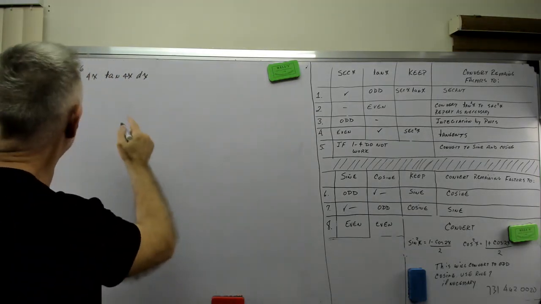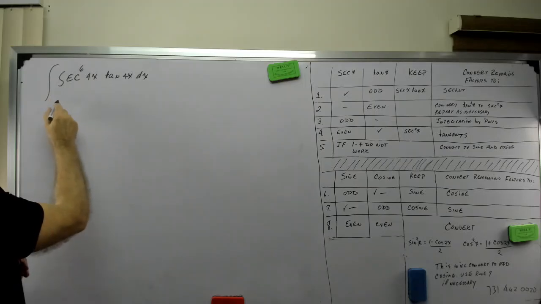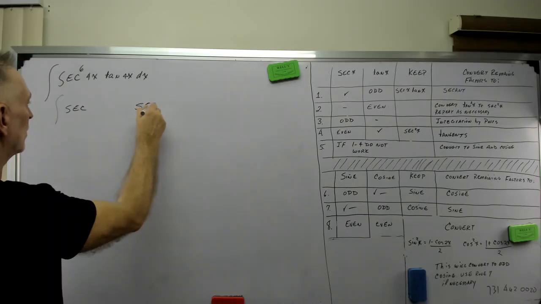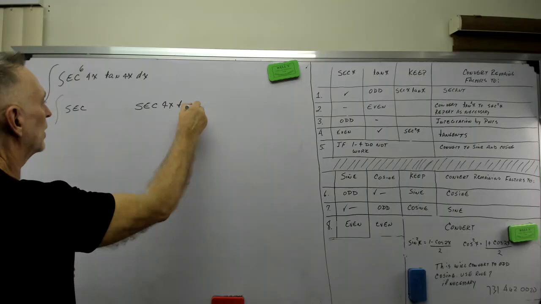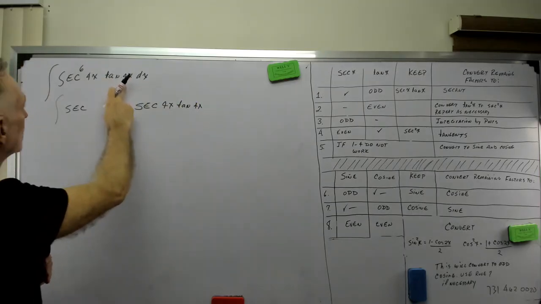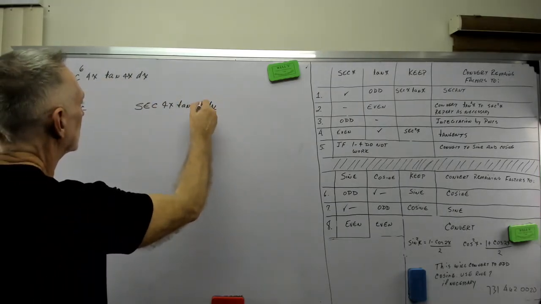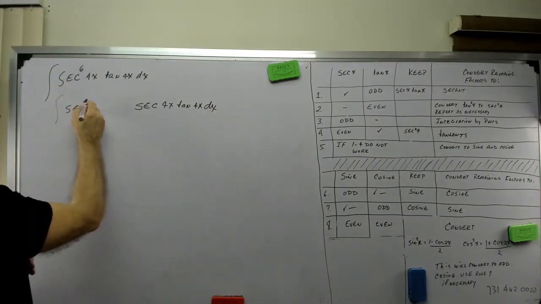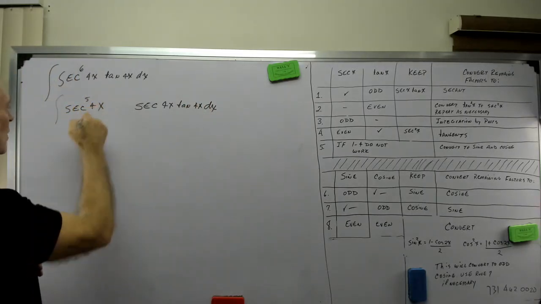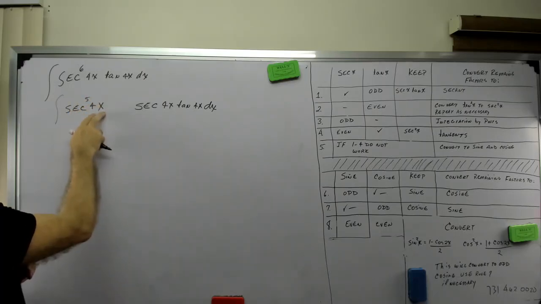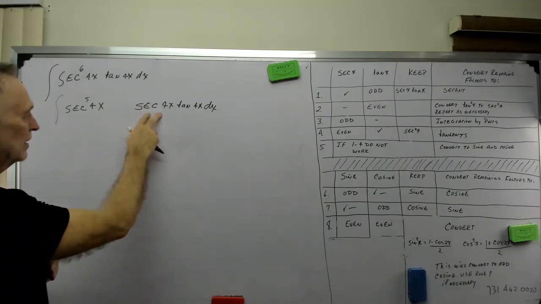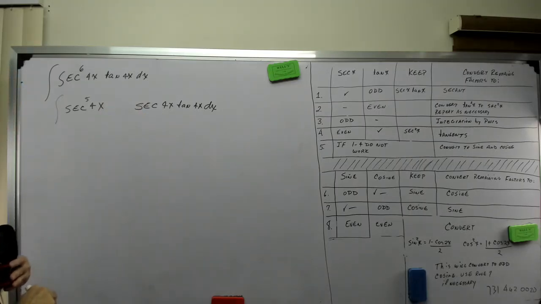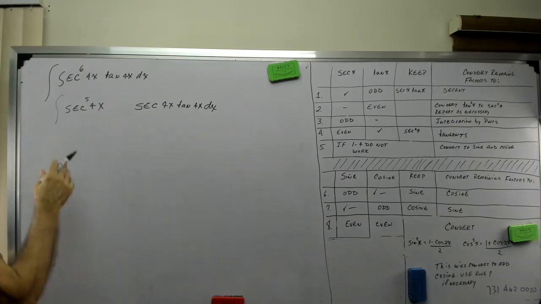So if we were to pull a secant out of this, let's pull that one out first. Secant 4x tangent 4x, we already have the tangent here, dx. That leaves me with secant to the 5th 4x, here's my tangent 4x that I had here, and the other secant that I pulled out. Sorry, it's way down there, but you get the idea.